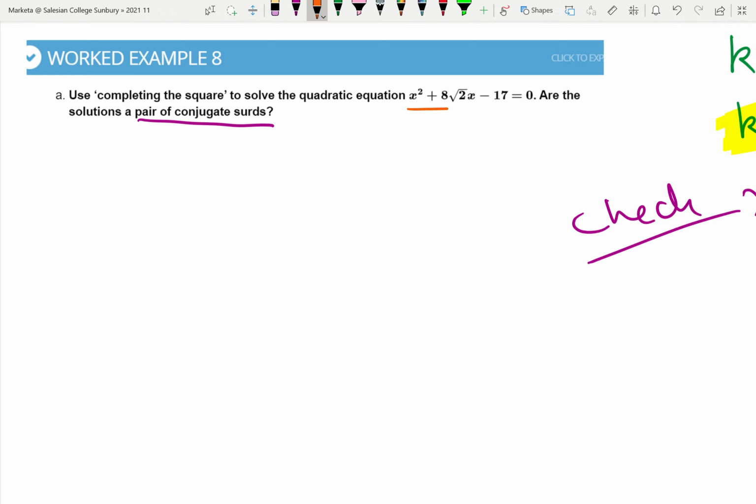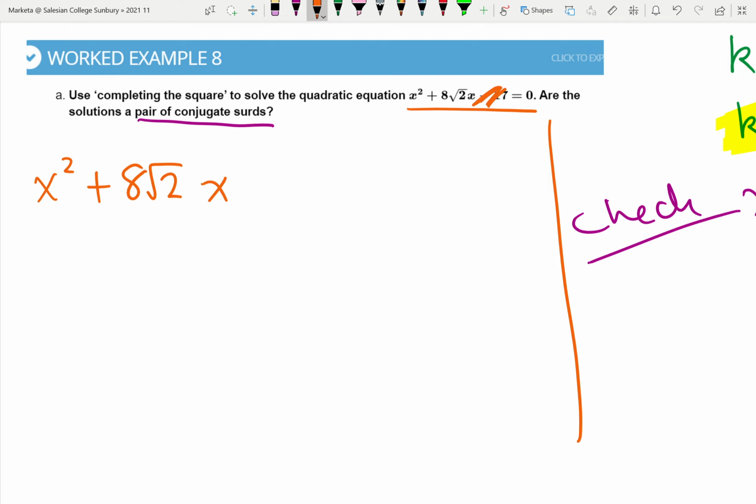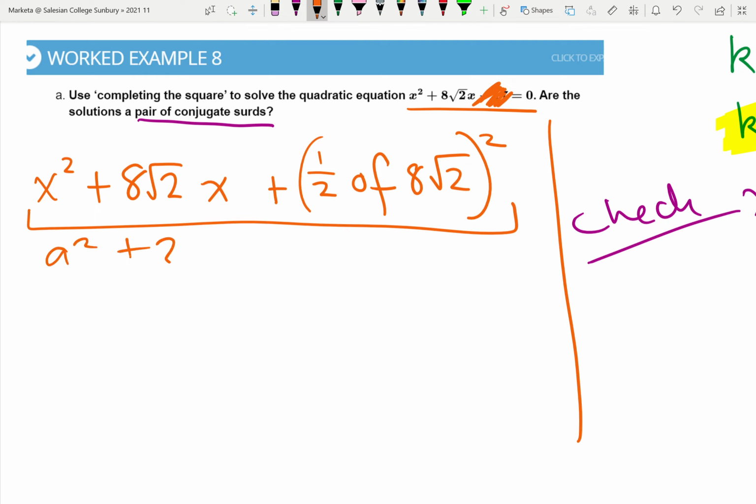Complete the square. Okay, so let's complete the square on this. It's got a surd in it, which makes it look a little bit yuck, but it's still the same process. So we've got x squared plus 8 root 2x, and we're going to ignore the minus 17 for now and say plus half of 8 root 2 squared. So this is going to make a squared plus 2ab plus b squared, and that will be the square. That's what we're completing the square by adding this part on.